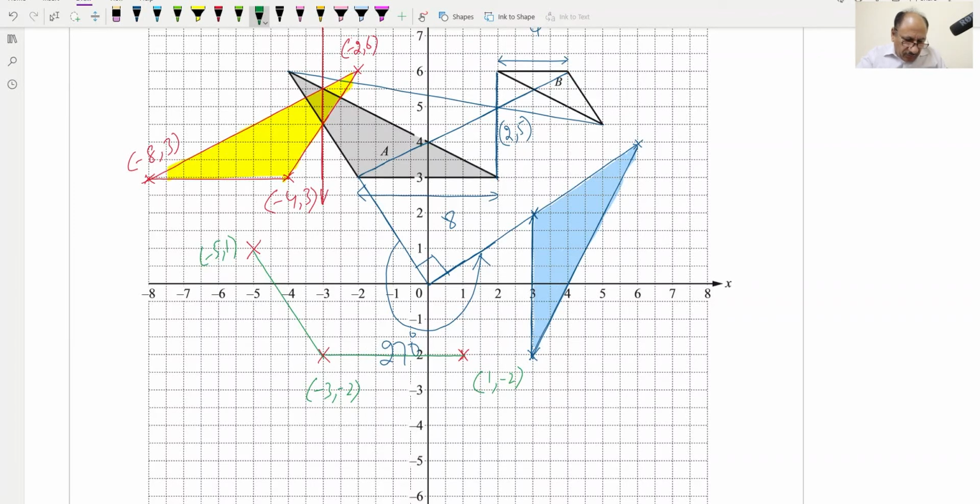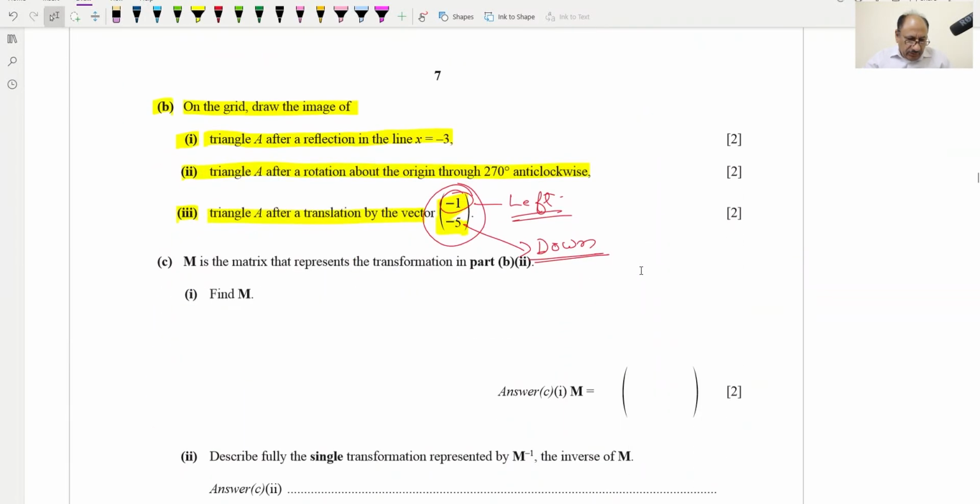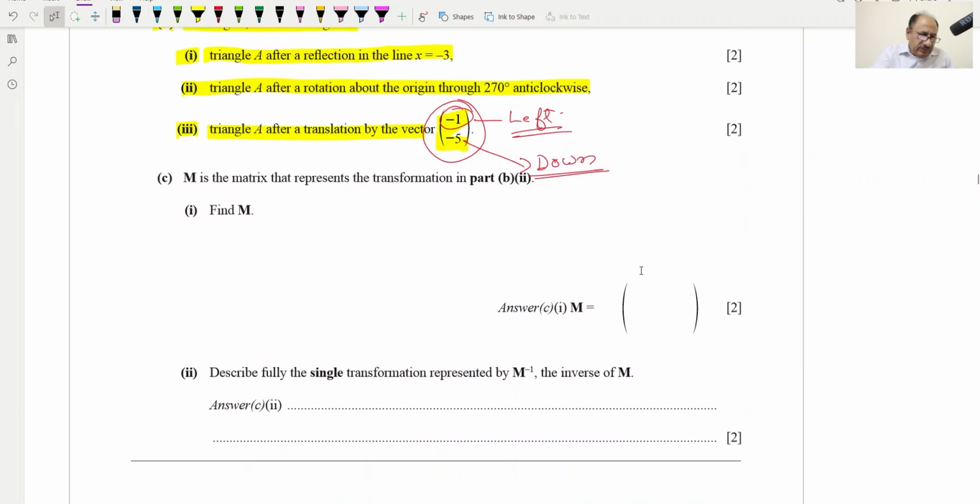-1 unit left and 5 units down, and this will be our translated triangle, which is this one. Hopefully you understood each and everything, and this is done. Now we can move to the next part, which is saying C part.